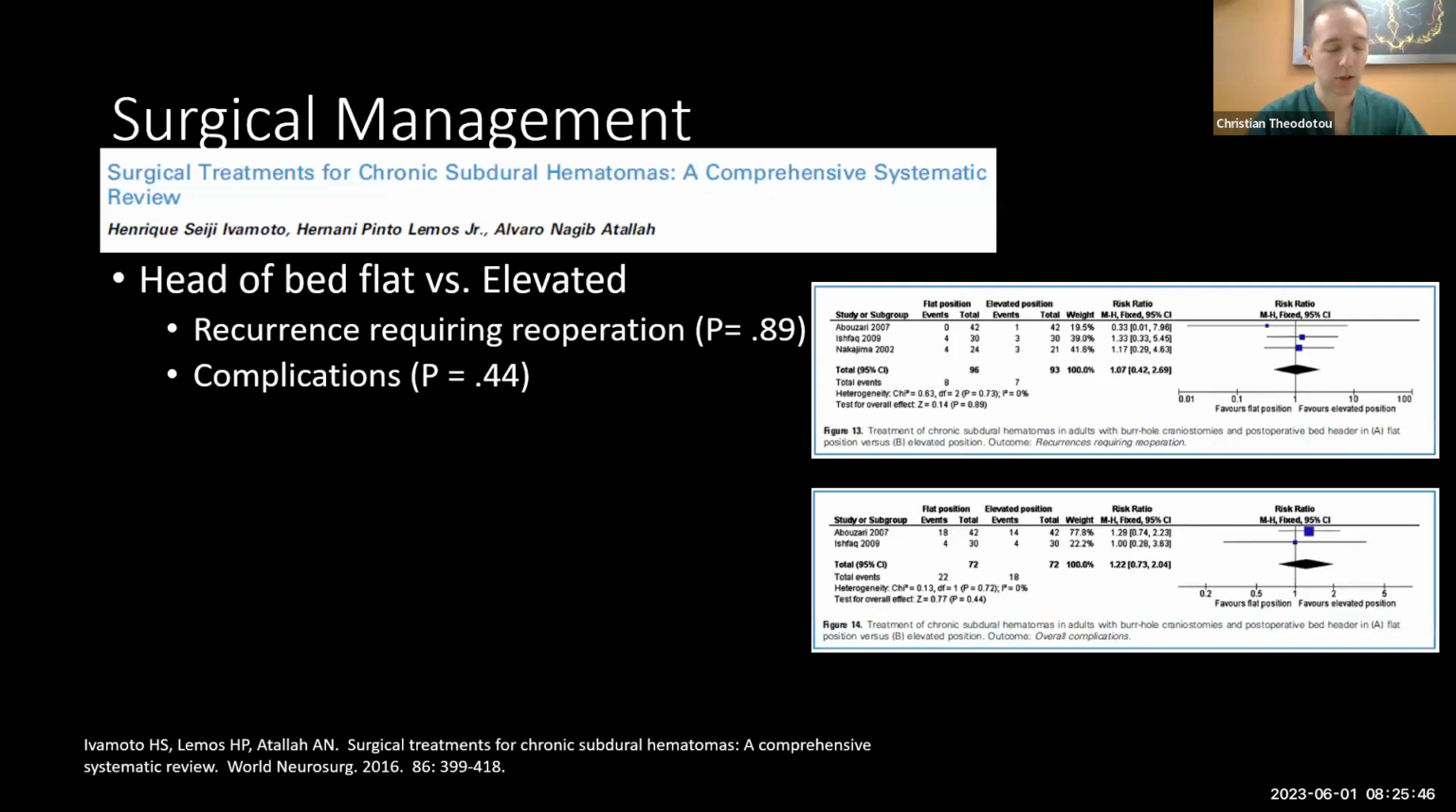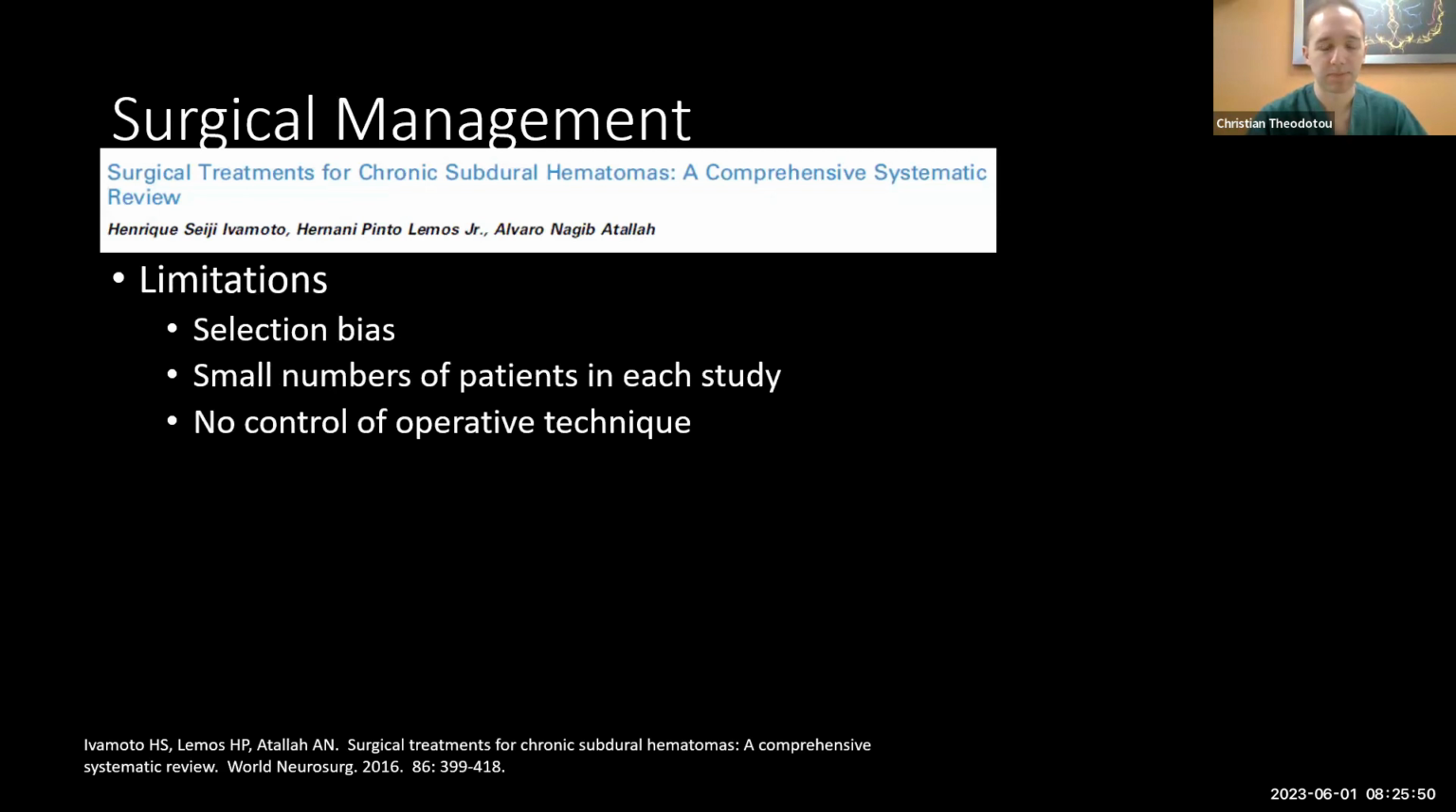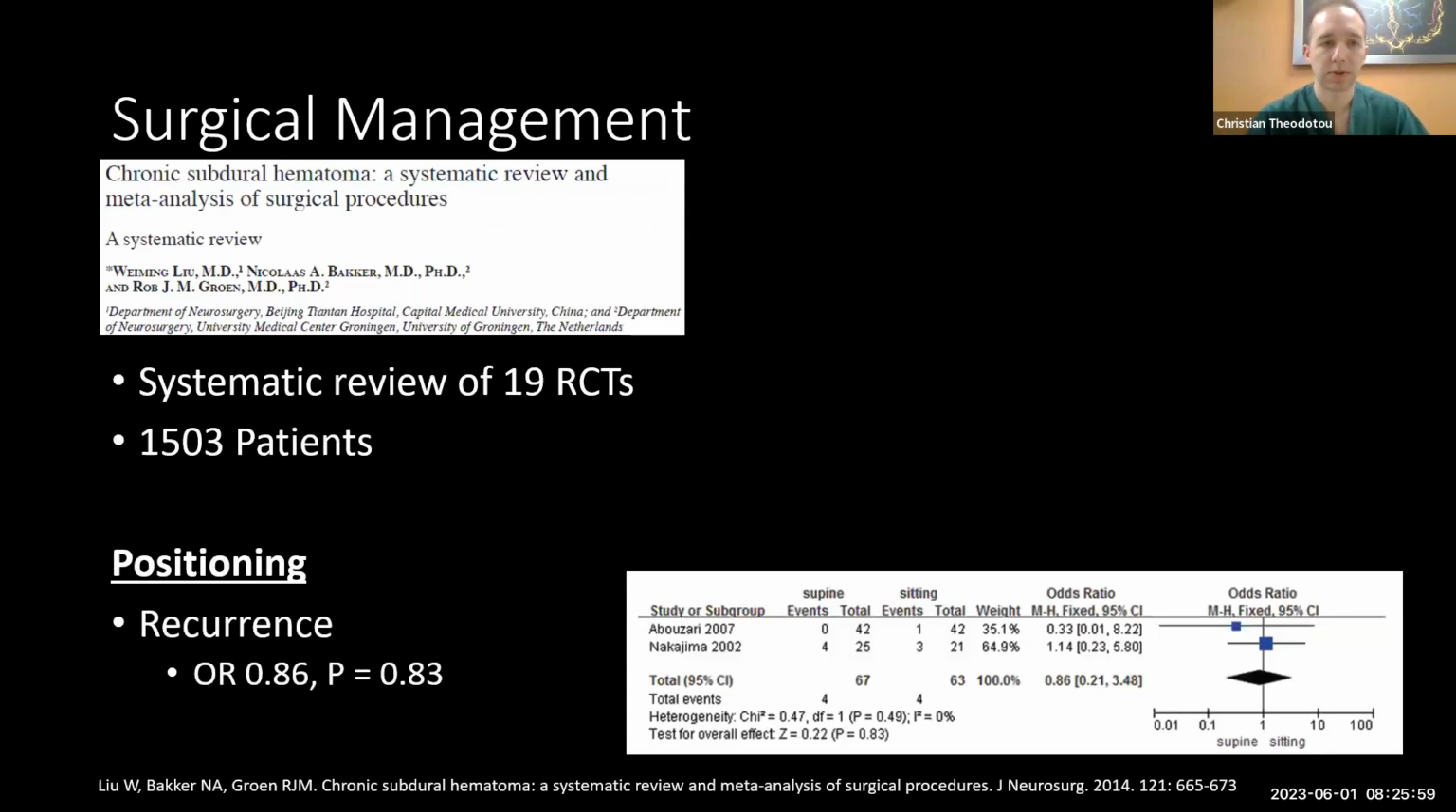But there, again, no difference was seen between the two, but there was a pretty significant selection bias, and it was all very small studies. So there was also no control of what kind of surgery they were doing. This is another systematic review. Same thing, positioning didn't really show any difference in effectiveness.